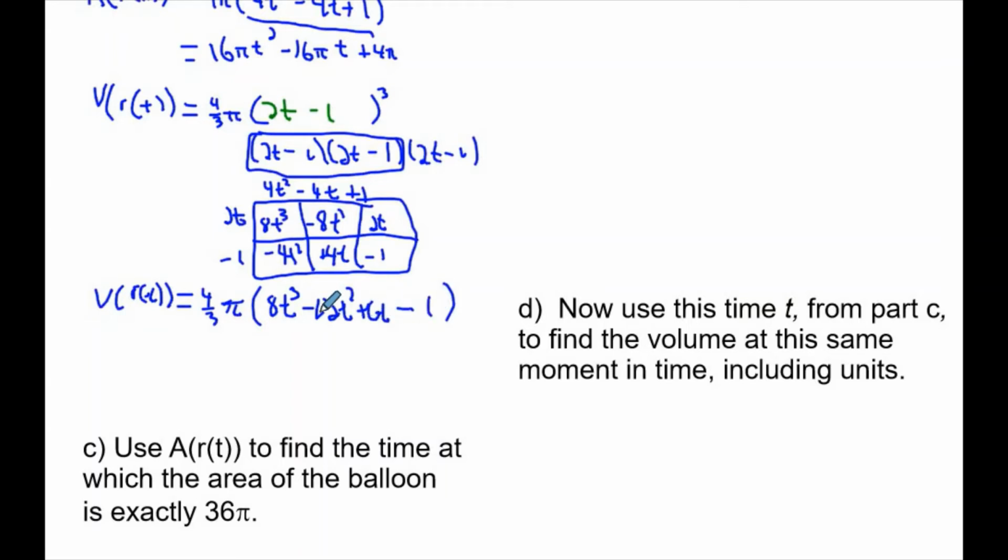And again, if you want to, you can distribute this through. So that would be 4 times 8 divided by 3, which would be 6 pi t cubed. And then 4/3 times 12 would be negative 16t squared. And then 4/3 times 6 would be 8t. And then, sorry, these should have pi's on them. Don't forget it's 4/3 pi. So 16 pi t and 8 pi t. And then 4/3 times negative 1 is negative 4/3 pi.